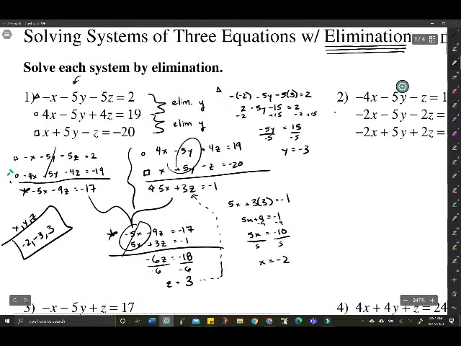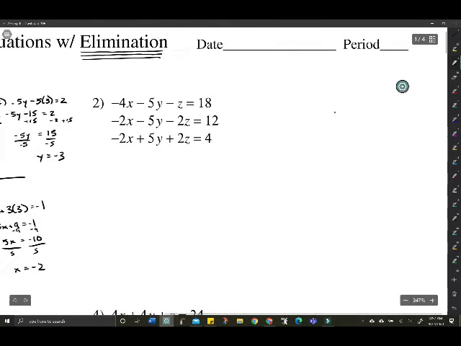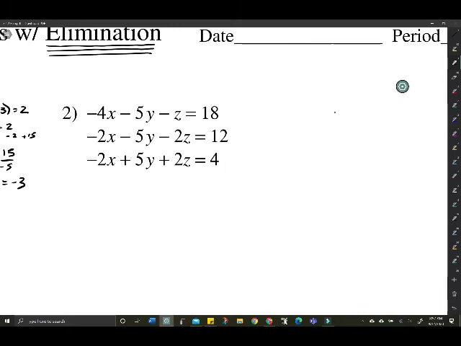Let's look at another one, number 2. So just take a look at it and think, what variable might I want to eliminate? We're just going to focus on the first 2. Remember, you've got to pick the same one. So maybe think long term, what would be the easiest? I think the y's again. So eliminate y and eliminate y.